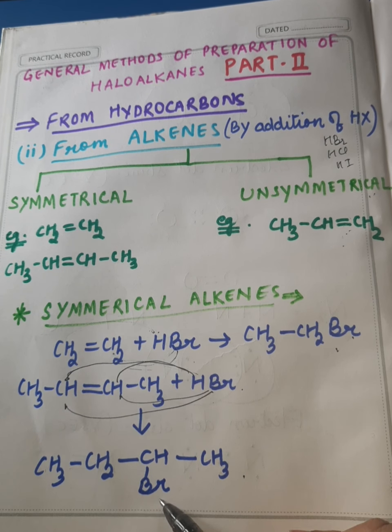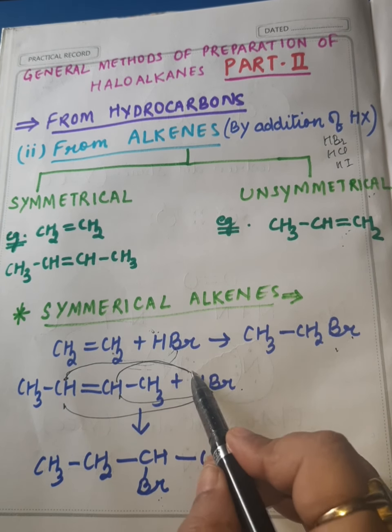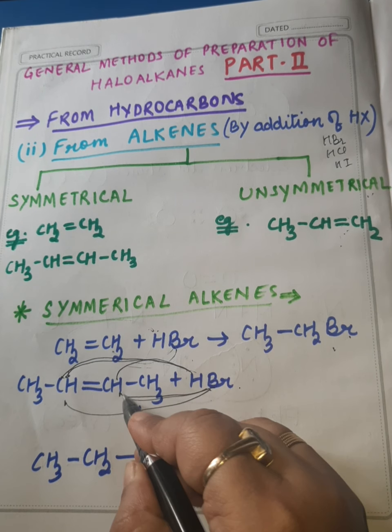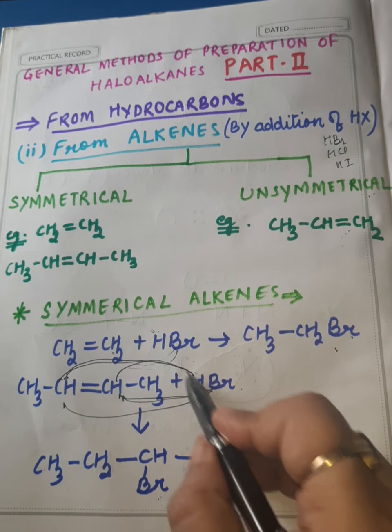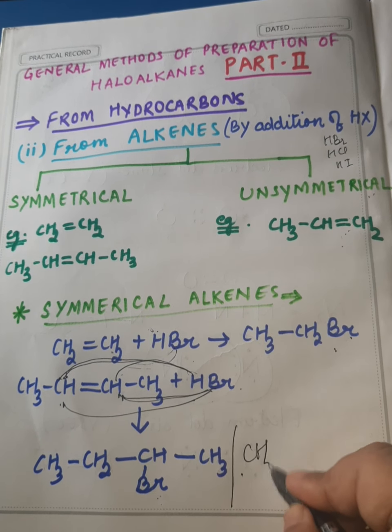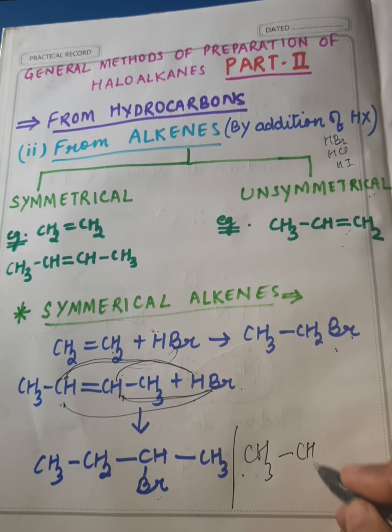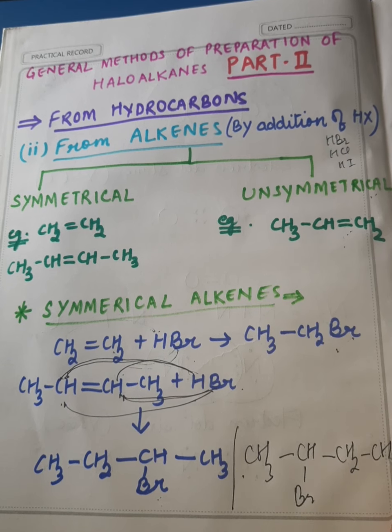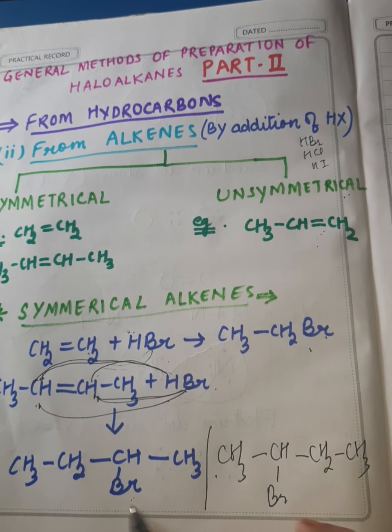This particular formula I have written when I have shown the addition of H here and Br here. What if I show the opposite, H here and Br here? Then the formula will be CH3-CHBr-CH2-CH3. See, dear students, there is no difference. Both the compounds are the same.